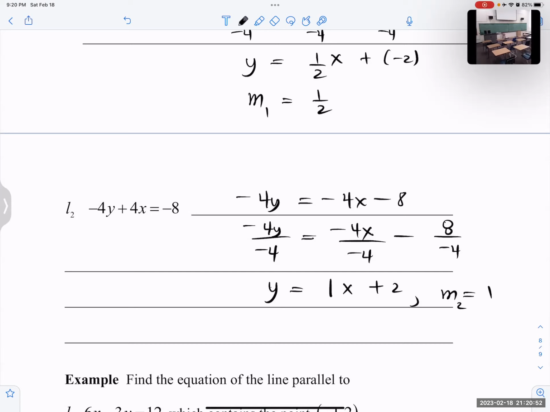The slopes are both positive and they're not negative reciprocals. Therefore, the lines are not mutually perpendicular. Conclusion: since the product of the slopes m1 times m2 is not negative 1, line 1 is not perpendicular. So the upside down T with a slash through it means not perpendicular to line 2.